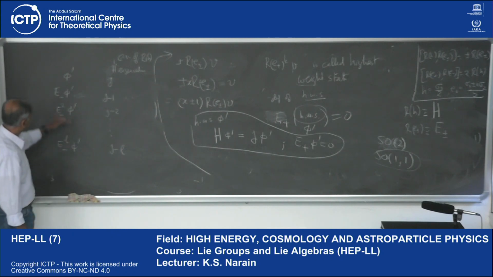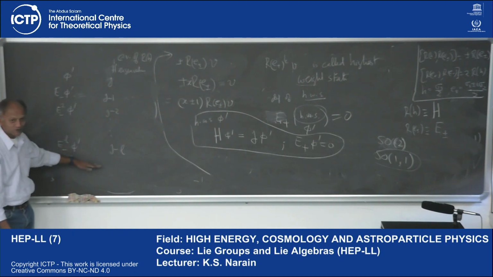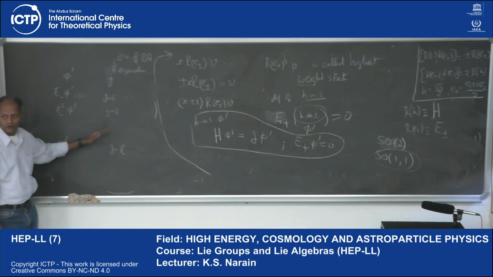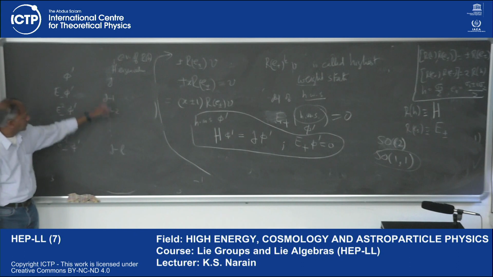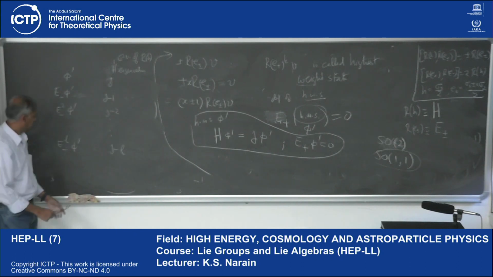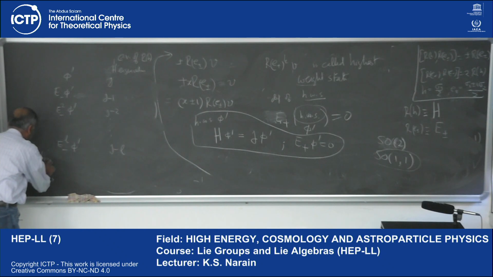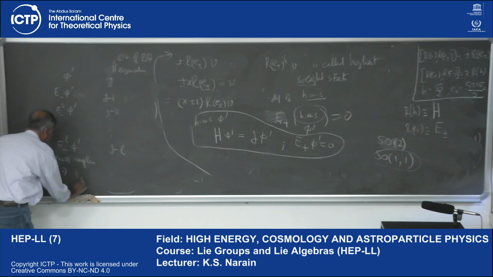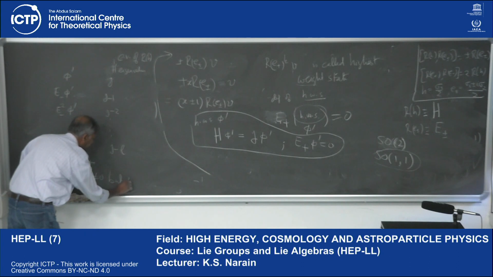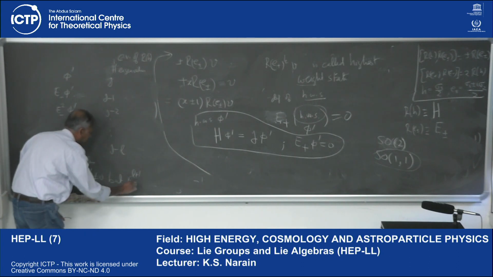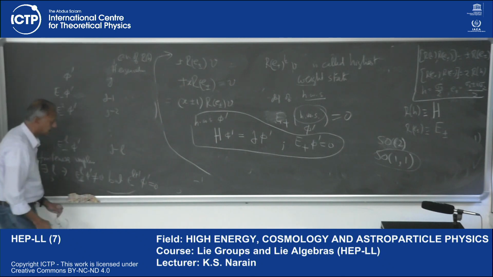Again, from the finiteness argument, this process has to stop somewhere. It cannot go on, because if it goes on, it's infinite dimensional, because these are all linearly independent states. So finiteness again implies that there exists an L such that E minus to the L on phi prime is not 0, but E minus to the L plus 1 acting on phi prime is 0. That's the only place where it can stop.